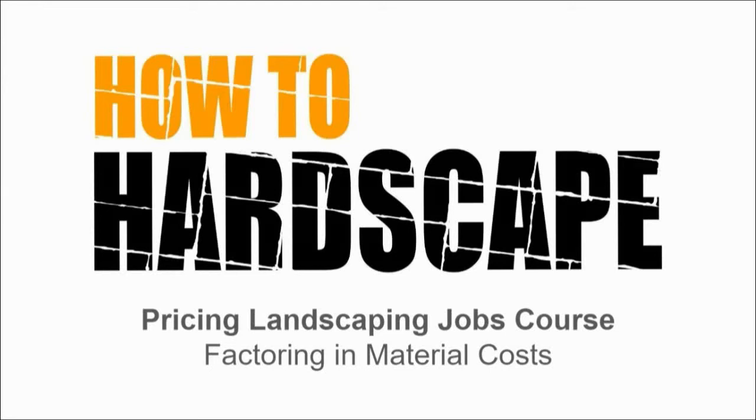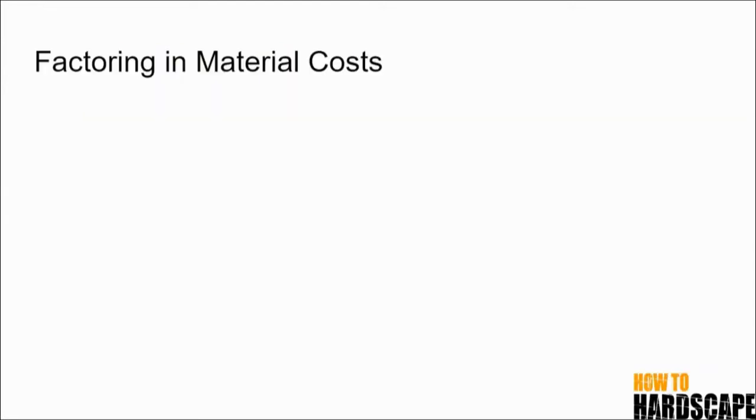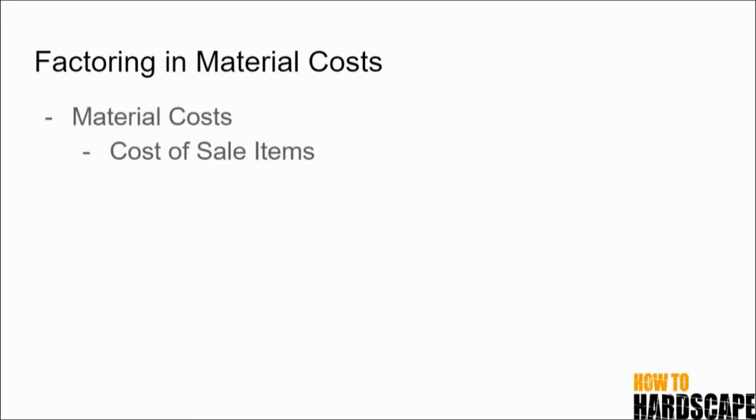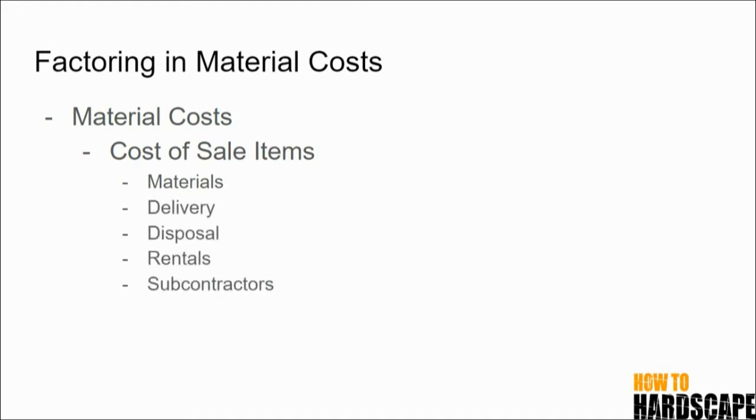We're going to get into factoring in material costs to your quotes and estimates. Material costs are going to be classified as anything that is a cost of sale item. These are materials, delivery, disposal, rentals, subcontractors, basically anything that is factored into that specific job, not something like an overhead expense, which gets factored into every job.